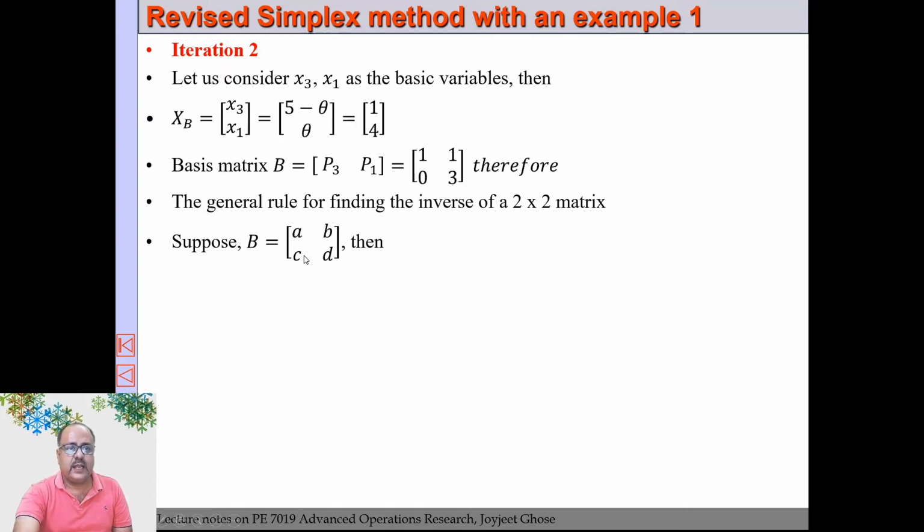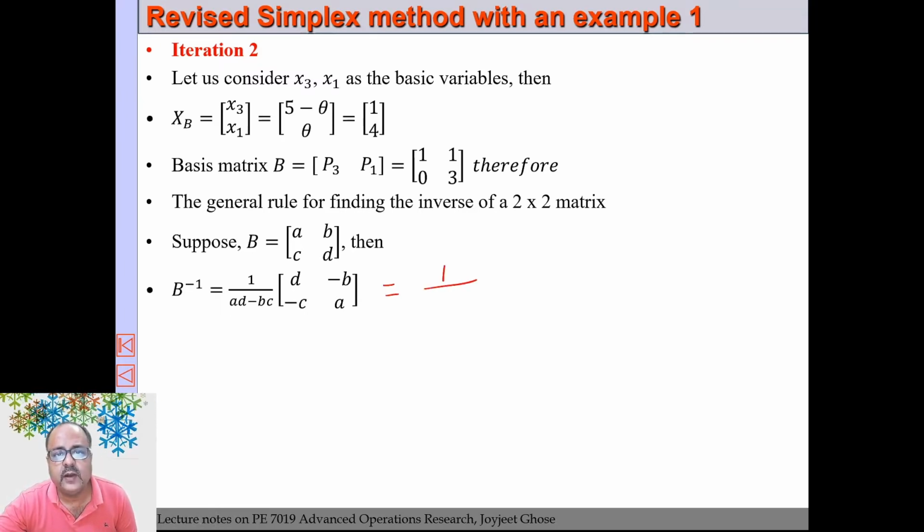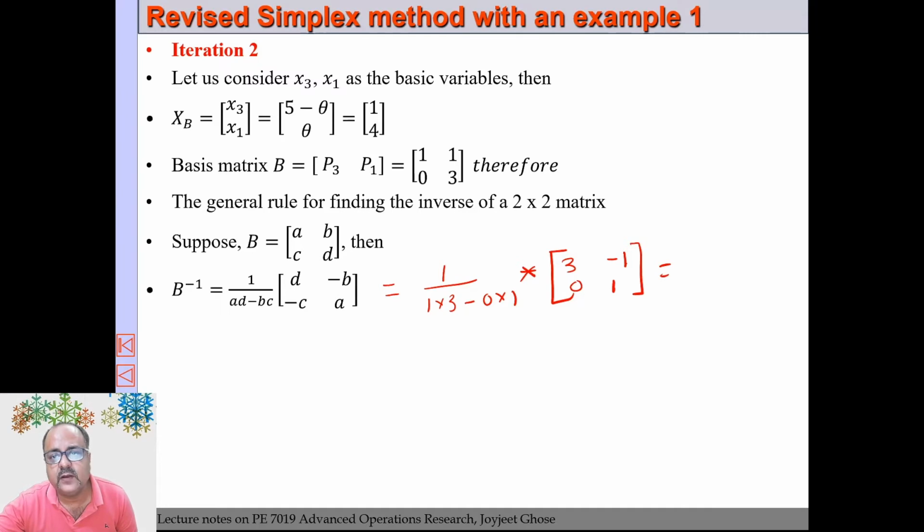So suppose the 2 by 2 matrix B is equal to [A B; C D], then the inverse B inverse will be 1 by (AD minus BC) times [D, minus B; minus C, A]. D and A are interchanged and minus signs go on B and C. So in this case, with [1 1; 0 3], B inverse will be 1 by (1 into 3 minus 0 into 1) into [3, minus 1; 0, 1]. So if you take the 1 by 3 inside, it gives us 1, minus 1 by 3, 0, 1 by 3.